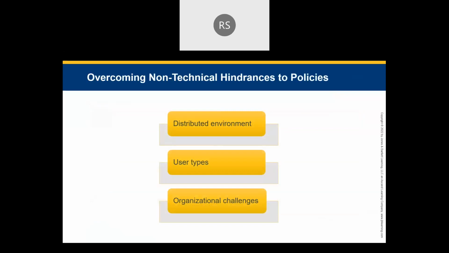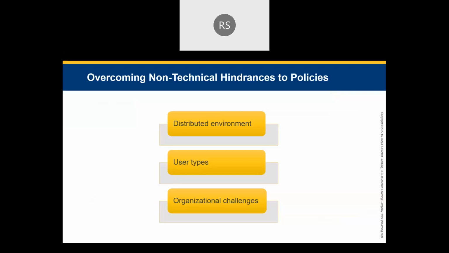This multiplies the influence and promotes a consistent approach to the policy implementation. Now, when you're implementing information system security policies, organizations may encounter non-technical problems, hindrances that can impact the effectiveness of the policy implementation. So, two common non-technical hindrances are the distributed environment and user types, along with organizational challenges. In organizations with distributed operations, such as multiple branch offices, remote employees, or geographically separated teams, implementing consistent security policies can be challenging. The decentralized nature of the environment may result in varying levels of security awareness, different technology infrastructures, and difficulties in enforcing policies uniformly across all locations.